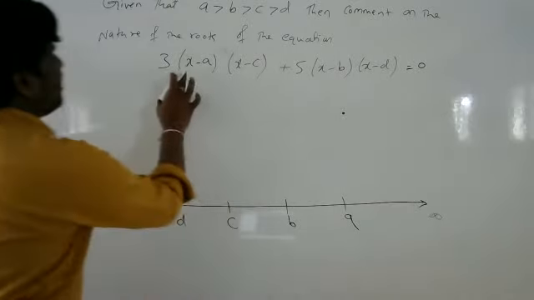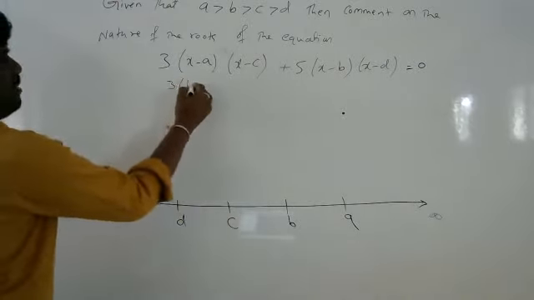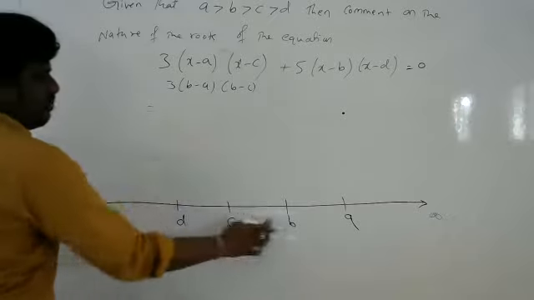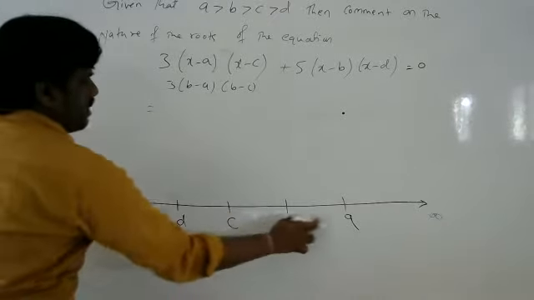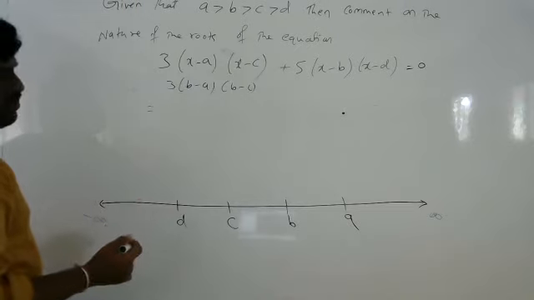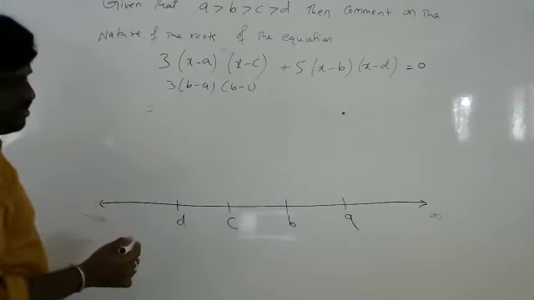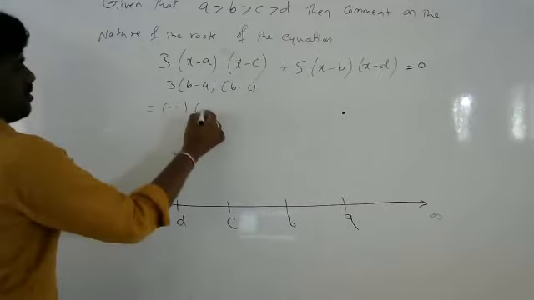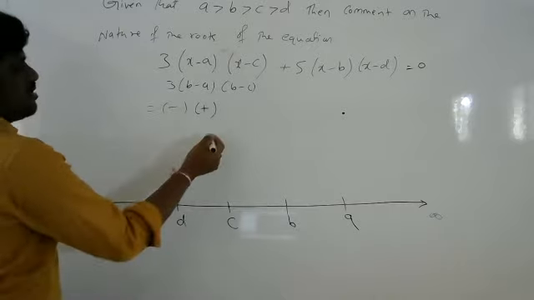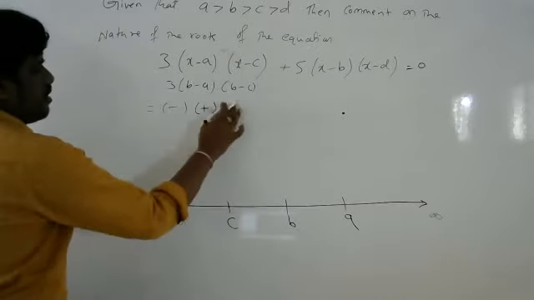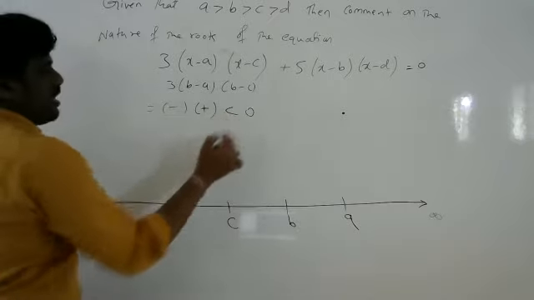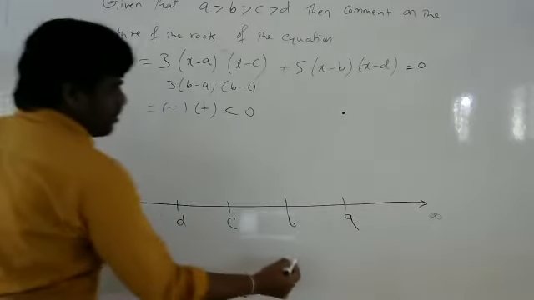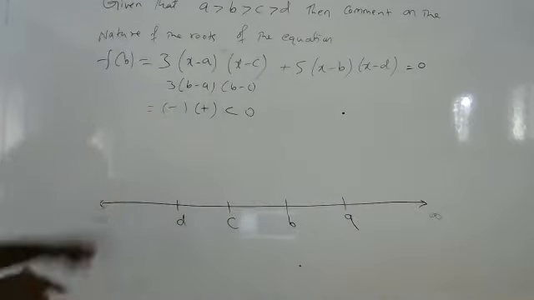So if I substitute b, what I am going to get here is 3 into b minus a into b minus c, and b minus b is 0. Now you know that b is this side and a is this side. B minus a, will I get positive or negative? Negative. And b minus c, positive or negative? Positive. Plus into minus, what do I get? Minus. So if I substitute f of b in this, I am going to get negative. So f of b is negative.